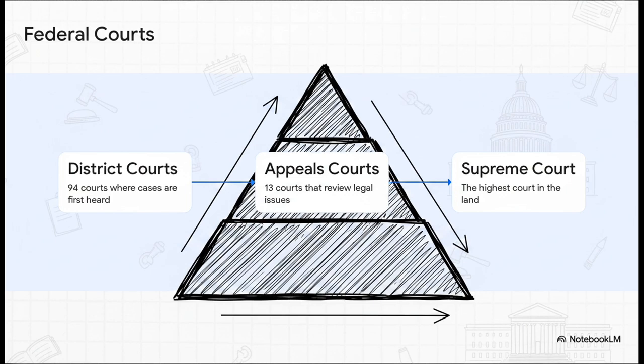I always like to think of the federal court system as an upward-flowing, three-tiered pyramid. Cases start at the very base in one of the 94 district courts. If someone believes there was a legal error made there, they can appeal up to the middle tier, which is one of the 13 courts of appeals. And finally, sitting at the very apex of this pyramid, you have the Supreme Court, the highest court in the land.